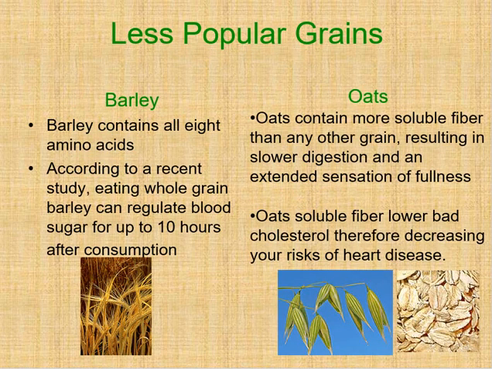Alright, so looking at some of your less popular grains, barley, the benefits of barley is that it does contain all 8 amino acids, which is wonderful, especially if you are a vegetarian. According to a recent study, eating whole grain barley can help regulate blood sugar for up to 10 hours after you consume it.